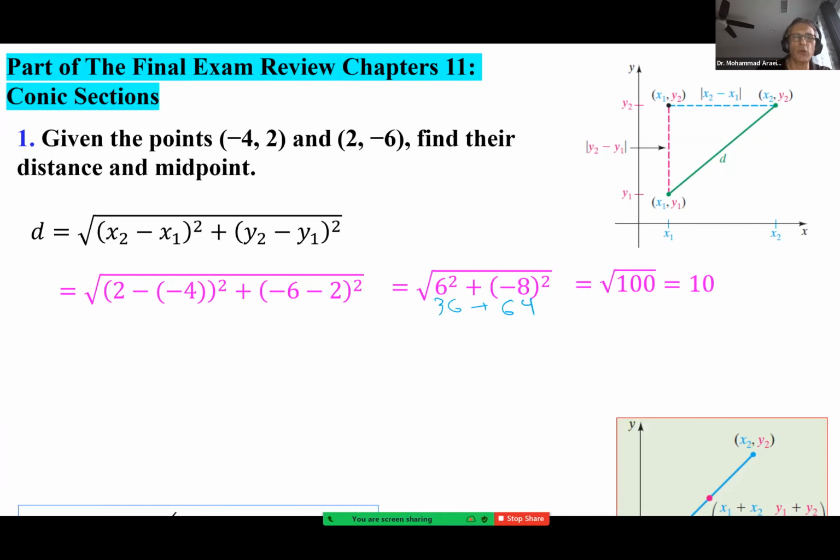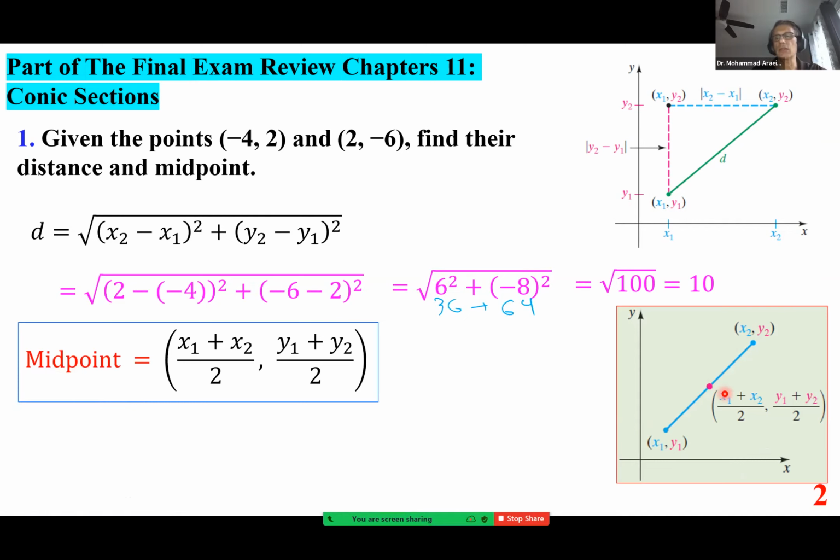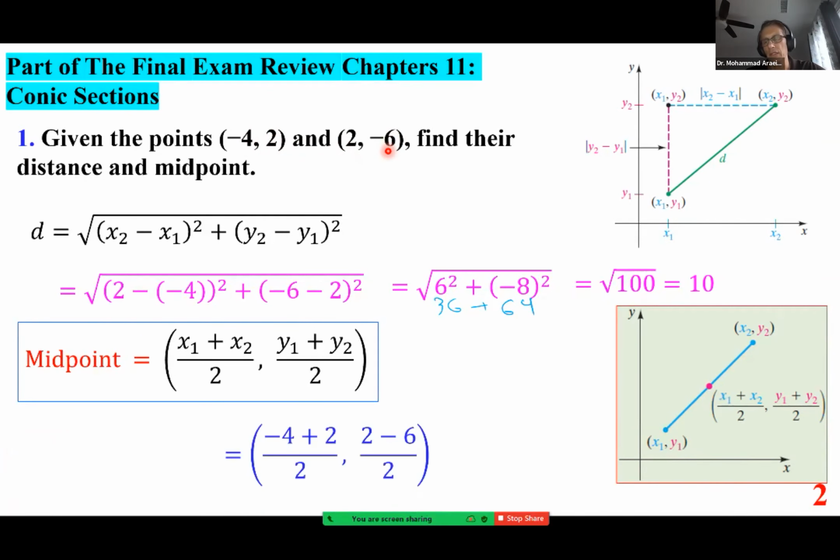As far as the midpoint goes, simply put, we add up the x coordinates and the y coordinates. For that, we are going to add up -4 and 2 divided by 2, and 2 and -6 divided by 2, to find the midpoint having coordinates -1, -2.